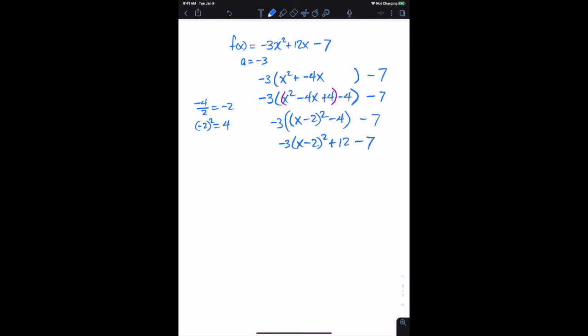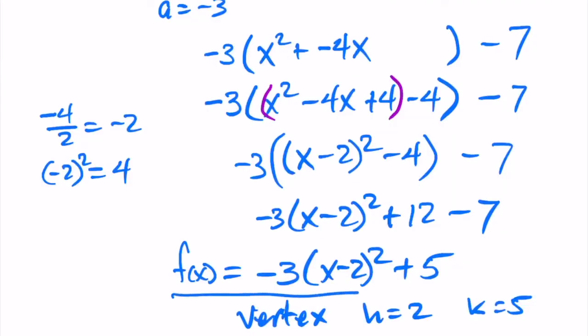And you'll see then that this is our new f of x written in vertex form. Negative 3 times x minus 2 squared, and 12 minus 7 is 5. This is in vertex form, so h is 2 and k is 5. So the vertex is located at 2, 5, and we have a vertical stretch of negative 3. So it's going to flip it upside down and make it negative 3. When we're graphing this, that means that we're going to be to the right 2 and up 5.